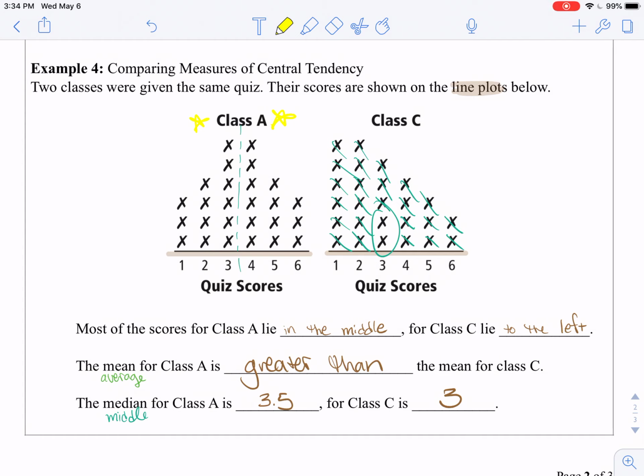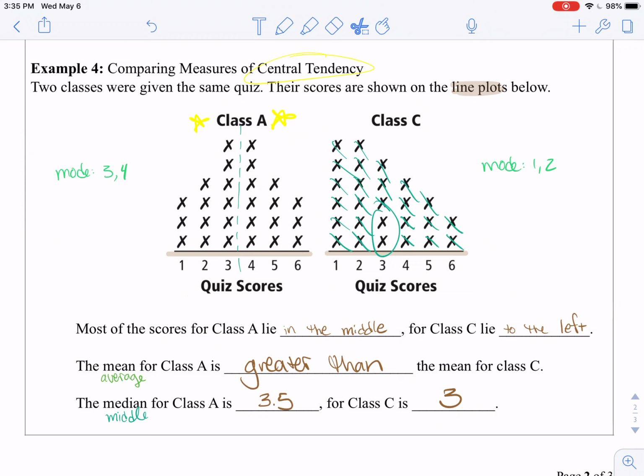Okay, so there are 3 ways to measure central tendency. We've got mean, median, and mode, by the way. What is the mode for Class A? Class A has 2 modes. It's both 3 and 4. You're allowed to have 2 modes. We just write it like that. And Class C has a mode of 1 and 2. If they were all the same, like if there's just one of each, we would say there's no mode, and that's fine too. Now the mode here is not very helpful, even though it's bigger in Class A.